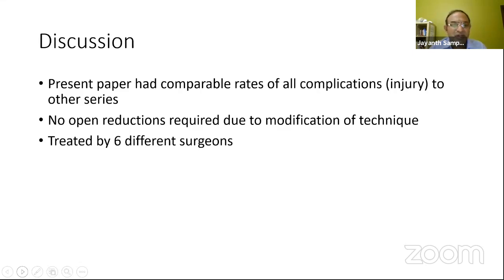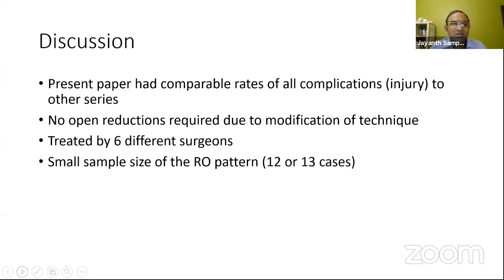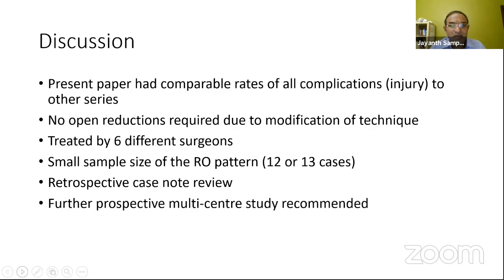But it was treated by 6 different surgeons, with a small sample size. The total number of reverse oblique pattern cases was only 12 or 13, depending upon which part of the paper you read. It was a retrospective case note review with all the limitations of that. So they recommended a further prospective multi-center study. The paper is open for discussion.